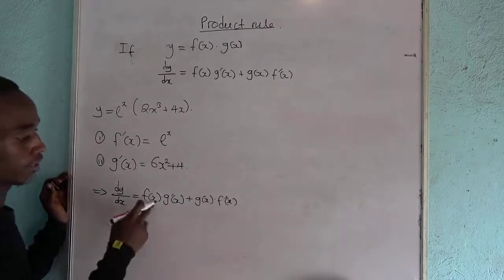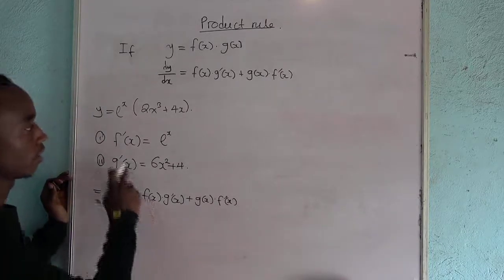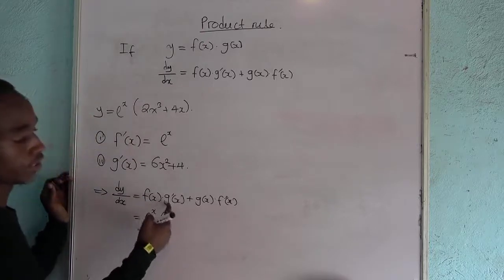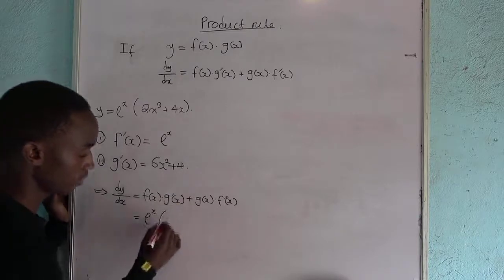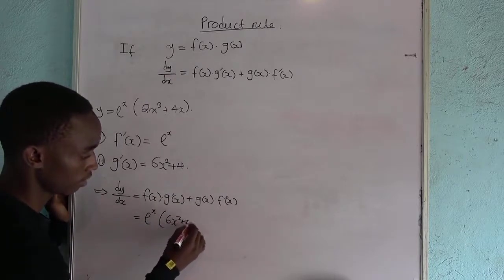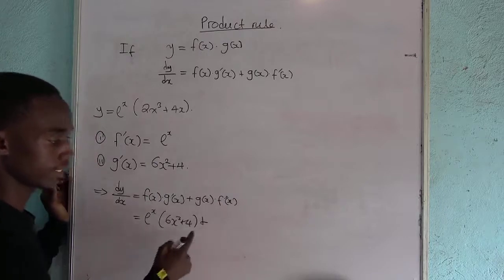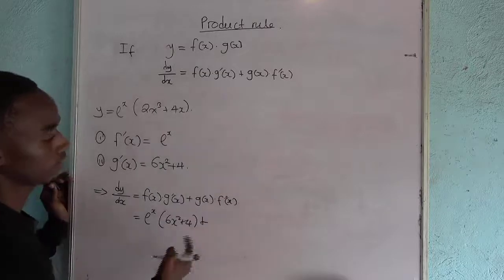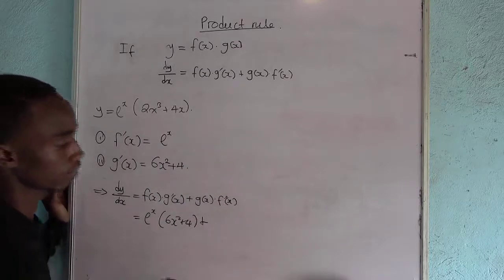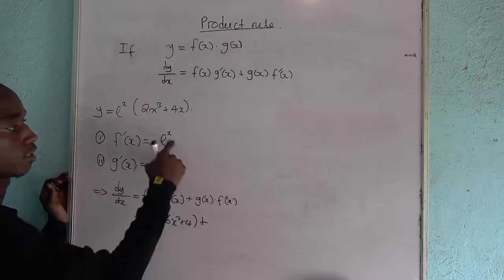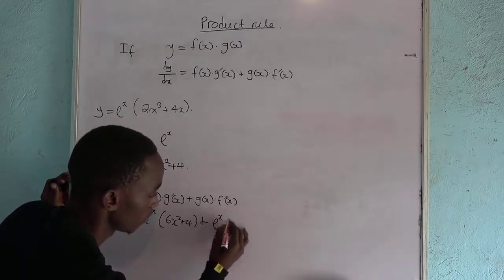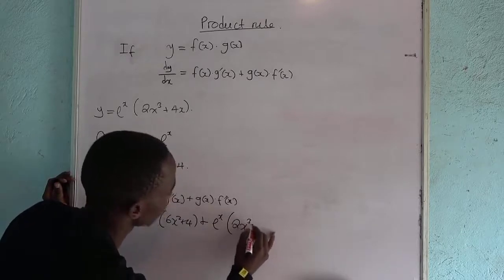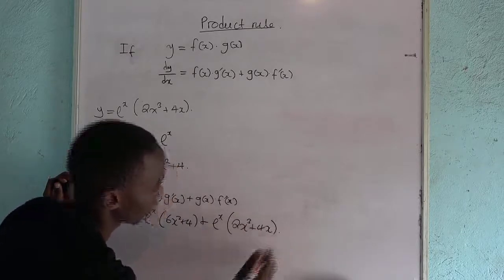So now, what is our f of x? Our f of x is this one, which is there. What is our g prime of x? G prime of x is given here, which is 6x squared plus 4, we close, plus what is our g of x? G of x is this function, and then what is our f prime of x? So I'll start by writing the f prime of x, which is this here, f prime of x times g of x, which is given by this, right?